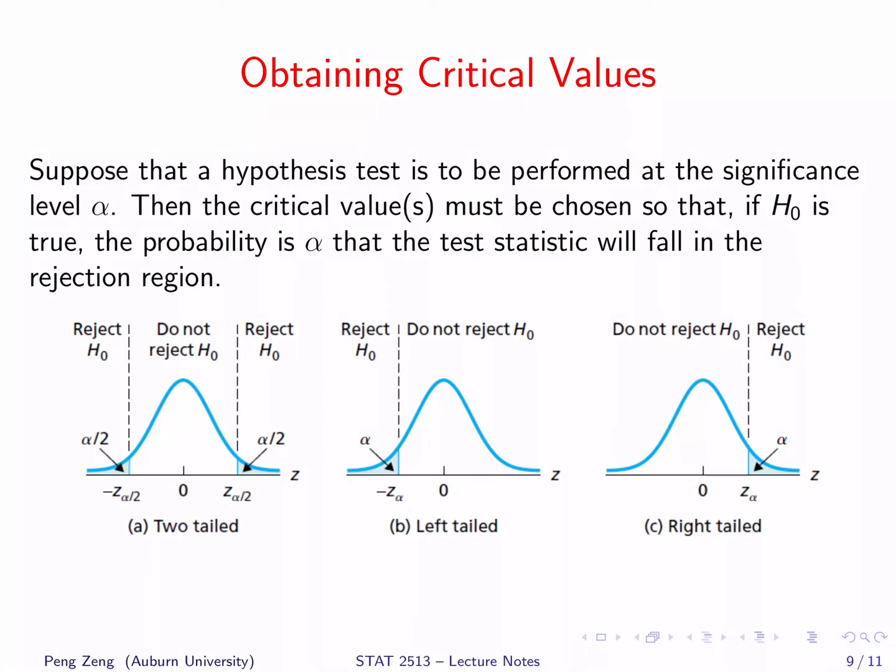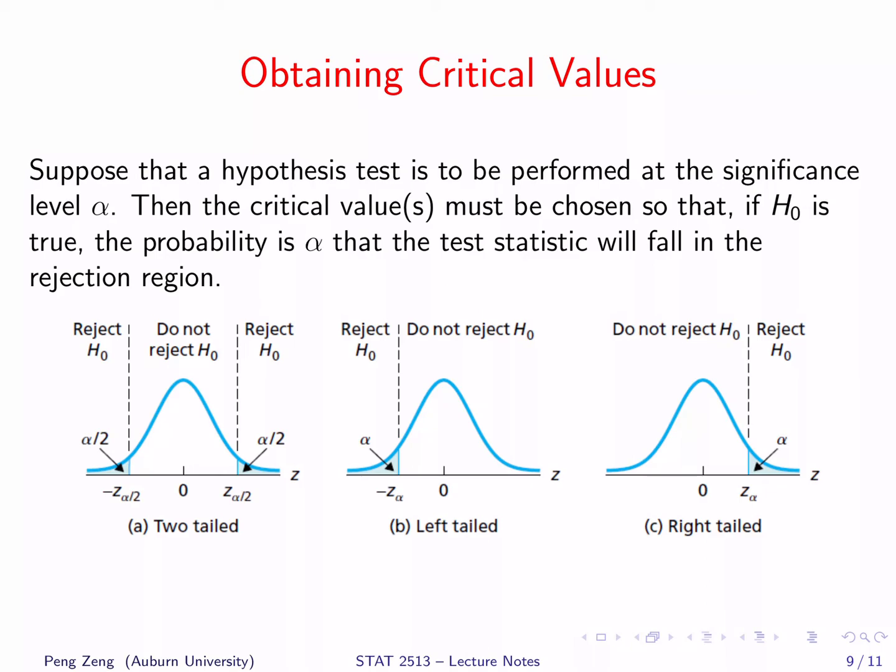Suppose that a hypothesis test is to be performed at the significance level alpha. Then, the critical value must be chosen so that if H0 is true, the rejection region has probability alpha. For the left-tailed alternative hypothesis, the cutoff point is thus minus z alpha. Notice that z alpha is the upper tail percentile of the standard normal distribution. For the right-tailed alternative hypothesis, the cutoff point is z alpha.